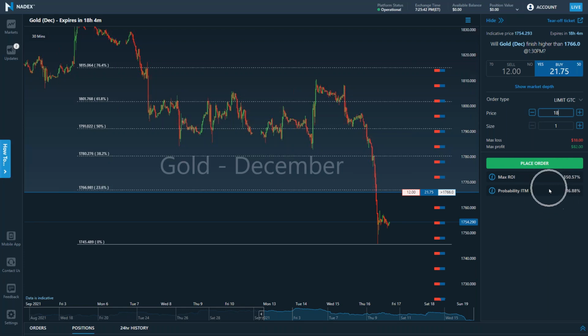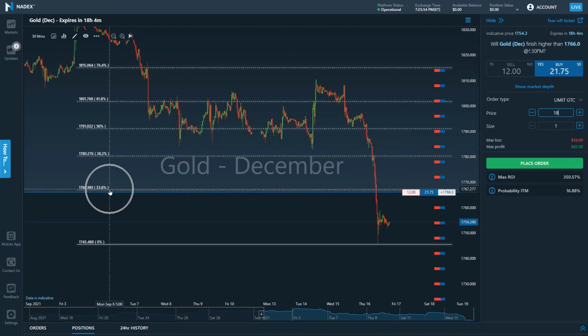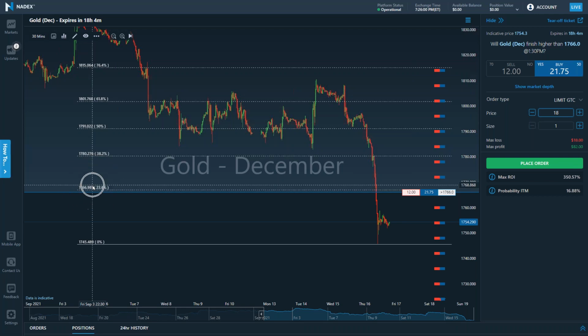Only a 17% chance, but I'm risking $18 to potentially make 82. And as I mentioned, if you were to buy this and you were looking for it to retrace, hey, I'm looking for it to bounce. I think it's going to come back to this 1777 level. Just on a technical level, I think we'll see a little bit of a retracement.